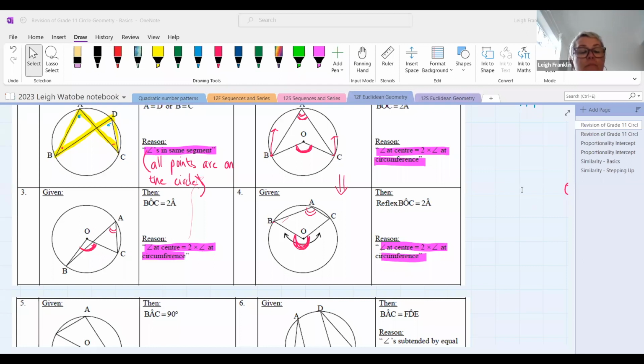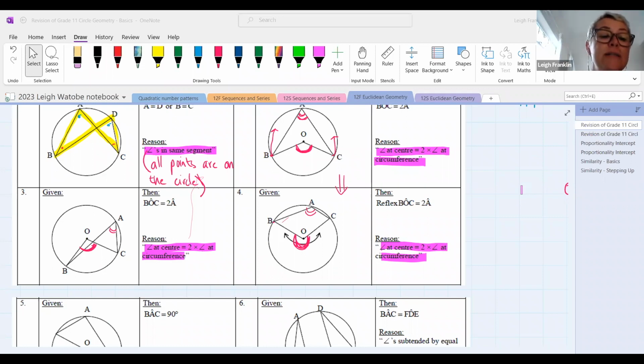Does it mean that the angle at the center is also equal to angle B, or that the angle at the center is equal to angle C? No, not at all. The angle at the center is not equal to B and it's not equal to C. So B and C are not equal in example number 3, and they're also not equal to the angle at the center.